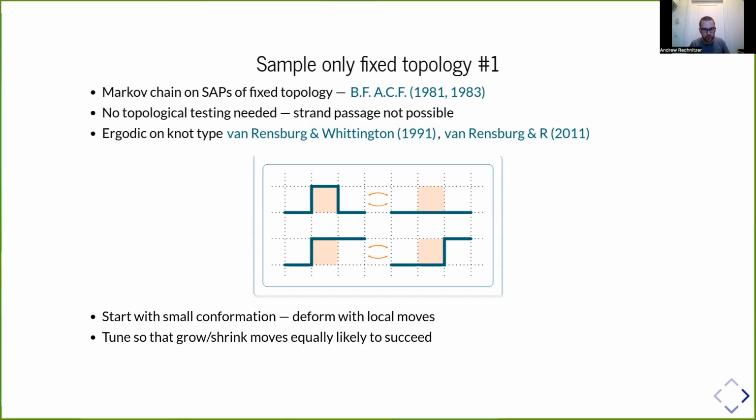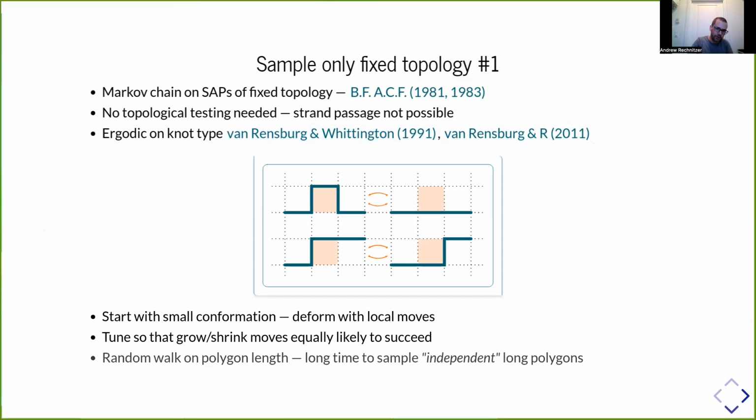There's all sorts of optimizations you can do here, but roughly the problem with this is that the Monte Carlo algorithm, when it's tuned very well, makes a random walk in the length of the polygon. So it's trying to do this growing and shrinking, so it looks a bit like Brownian motion, just in the length of the polygon. And so it can take a very long time to make independent samples of long polygons. Because it is doing this random walk in length, to get out to, say, length 1,000 takes order n squared moves. So it becomes very, very slow as the polygons become larger.